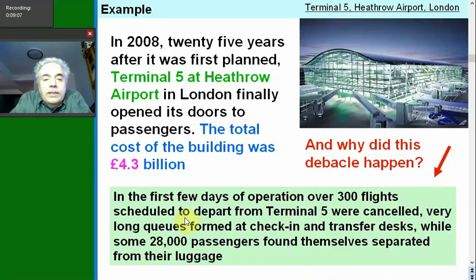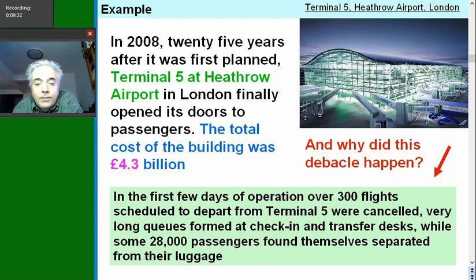Let's see one example. In 2008, 25 years after it was first planned, Terminal 5 at Heathrow Airport in London finally opened its doors to passengers. The total cost of the building was 4.3 billion. So why did this happen? Why did the debacle happen? So let's see what the situation was. So this is the terminal at Heathrow Airport in London, right?